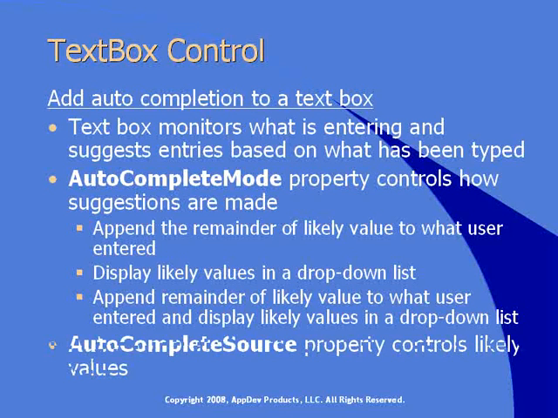Now, where do these likely values come from? That's what the autocomplete source property is. So if it's a list that you pulled from a database or a list that you make up on the fly, you'll use the autocomplete source property to have the text box know what values to display. Well, let's go see a demo of using these techniques in a form.